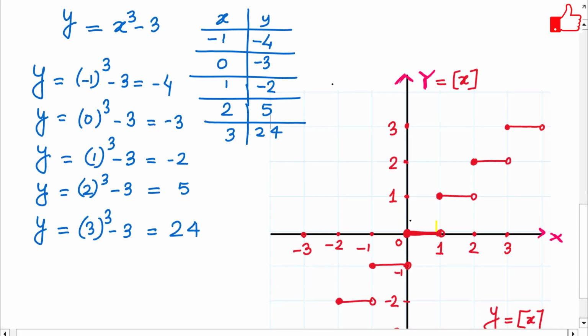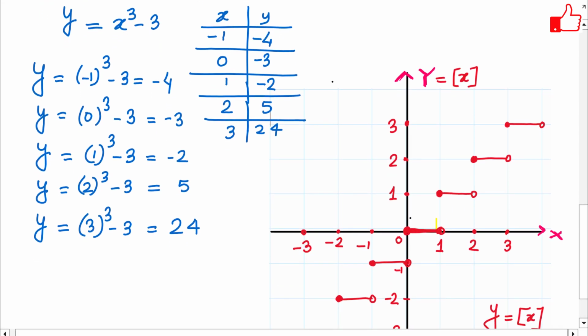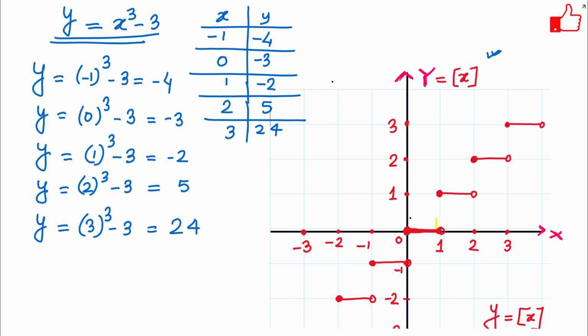So what I have done, I have already copied the y equals greatest integer x graph. This graph we discussed earlier, and the same graph I copied here. Now on this graph, let us plot the graph for y equals x cube minus 3. So x equals minus 1, then y equals minus 4.